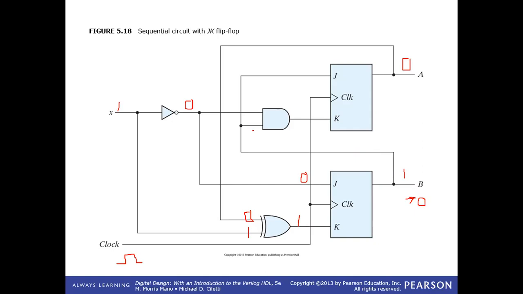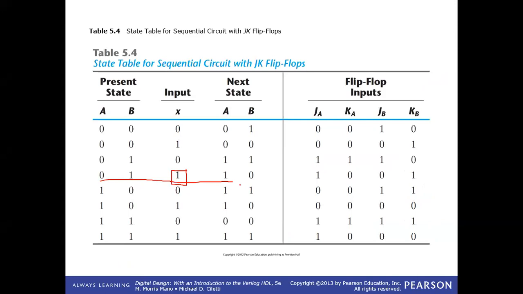1 is going to travel for the present state over here. We are going to have a 0 over here. So the output of this AND gate is 0. And the J input is going to be equal to 1. So the next state for this A is going to be equal to 1. So the present state was 0, 1, and the next state is now 1, 0. From 0, 1 to 1, 0, we travel through the input 1. Is that clear? Yes, sir. Okay.